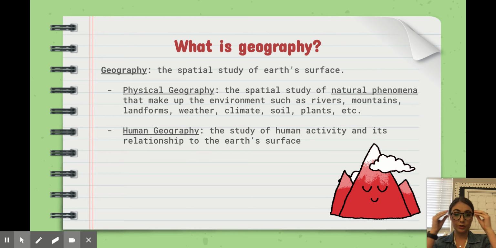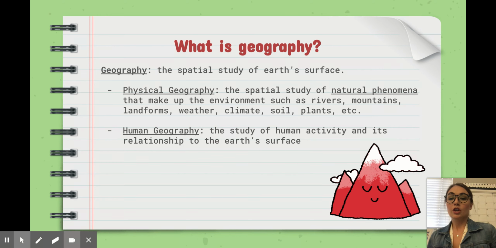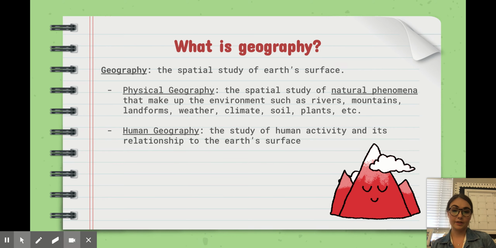So we're just looking at the Earth's surface and how much space it's covering, what is on that space that we're looking at. We're not talking about planets and stuff. That's not the type of space that we're looking at. So we're going to mainly focus on these two types of geography, physical geography and human geography.